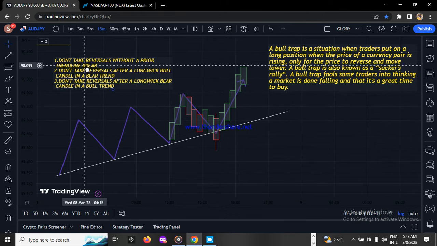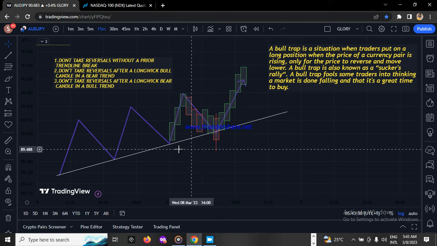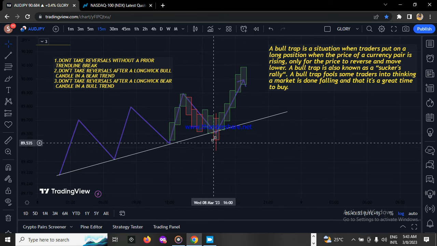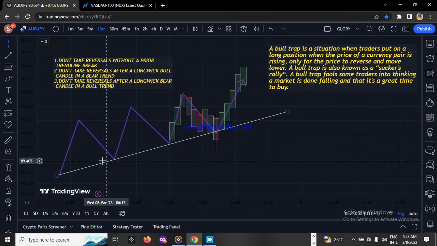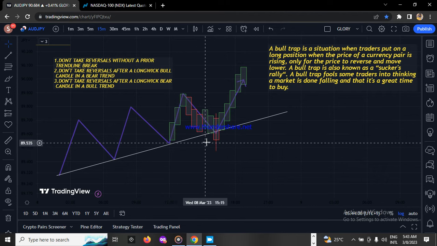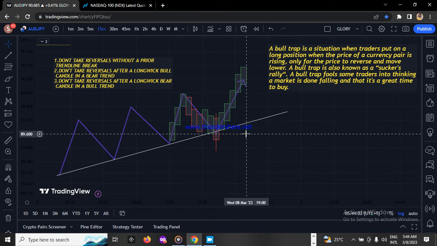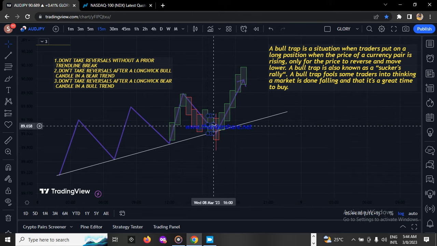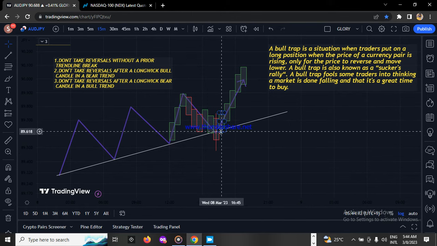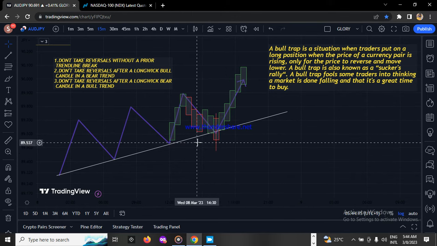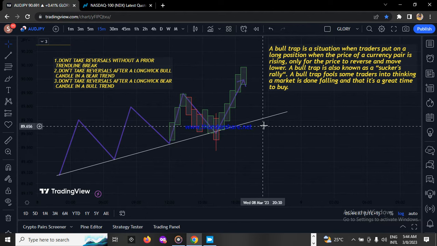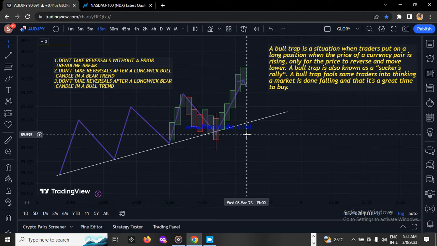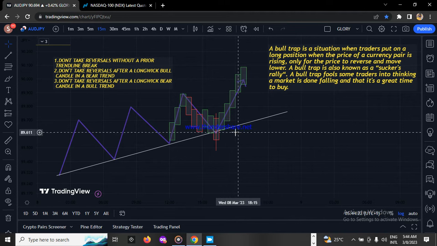Going by this rule, as a trader, you could have avoided being trapped in this scenario because the market had not broken this trend line, so you have no reason to be selling this market. Despite this bear candle that dropped, the market never broke the trend line, so you wouldn't have been on this trade.